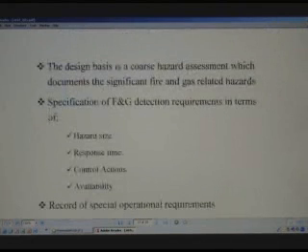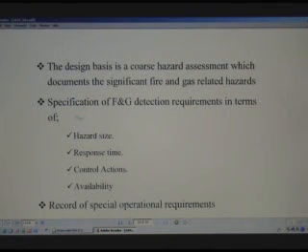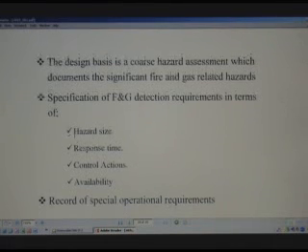Kind of general. Design basis is in a course hazard assessment, which documents the significant fire and gas-related hazards, specification of fire and gas detection requirements in terms of hazard size, response time, control actions, availability, and record of special operation requirements.